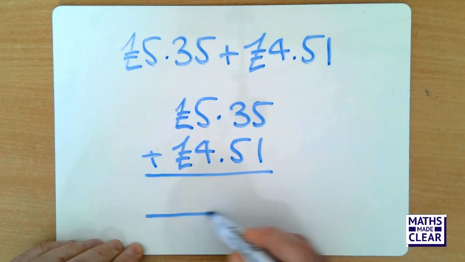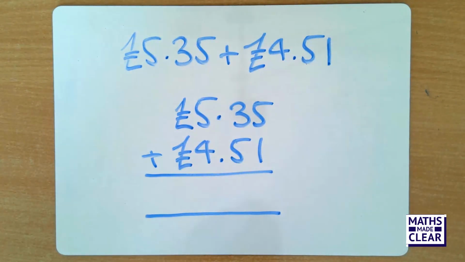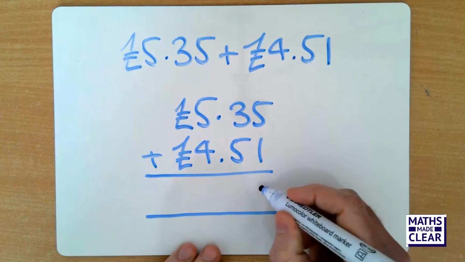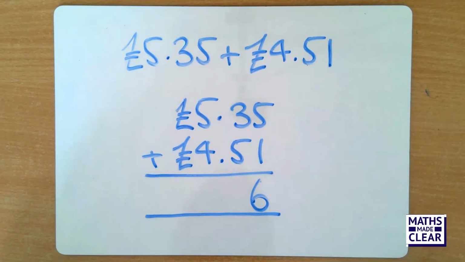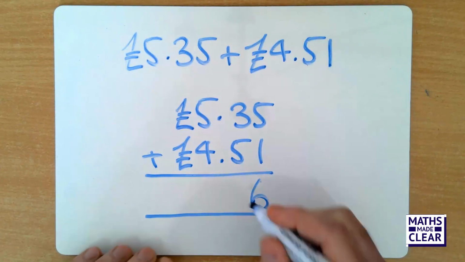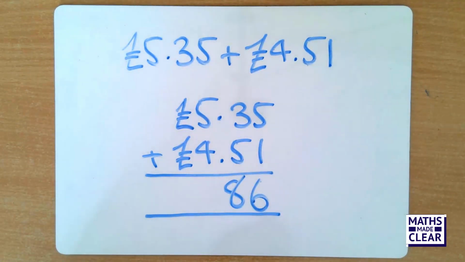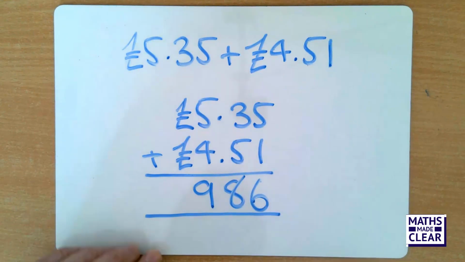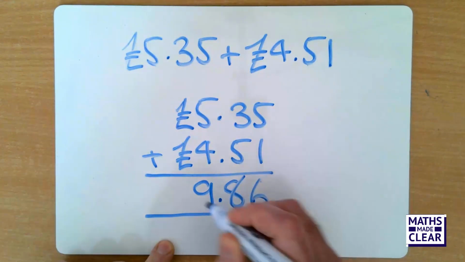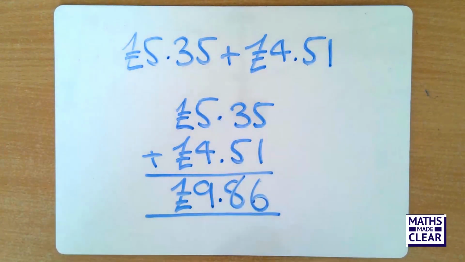Have a look. We're going to start with the hundredths. Remember, we talk about the smallest place value column. That's always the one over to the right. So it's going to be 5 plus 1 equals 6. And then we're going to move over to the tenths, which is going to be 3 tenths plus 5 tenths, which will give us 8 tenths. And then we're going to add the wholes, the £1, £5 and £4, which gives us £9. So in total, you would have £9 and 86 pence.